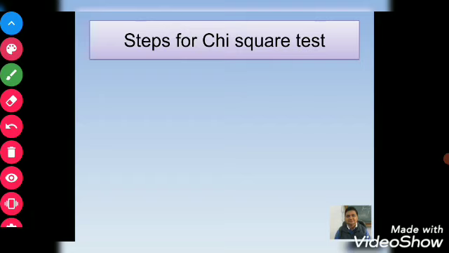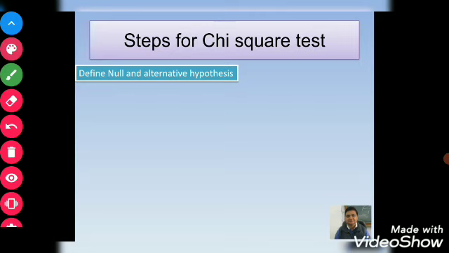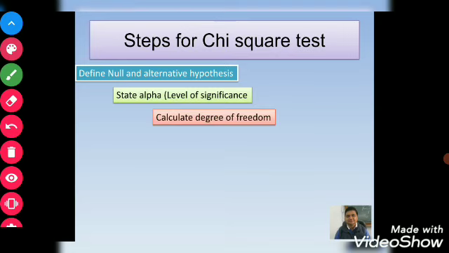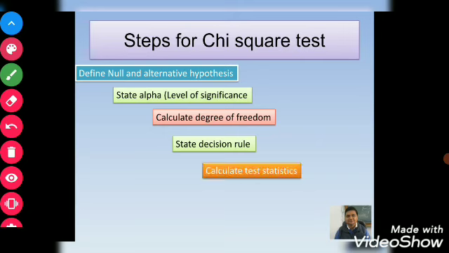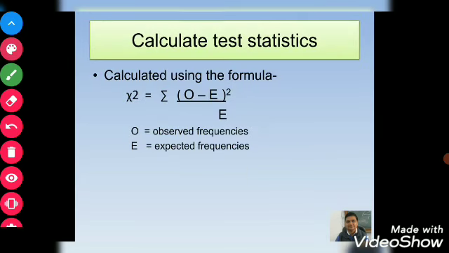Now what are the steps involved in chi-square test? First of all, you have to define the null and alternate hypothesis, as we are doing in every case. Then you have to state the level of significance, the procedure of testing of hypothesis, calculate the degrees of freedom, then state the decision rule. Decision rule means how you will reject or accept the hypothesis. Then you have to calculate the test statistic, and after getting the result of the test, you have to interpret the results.